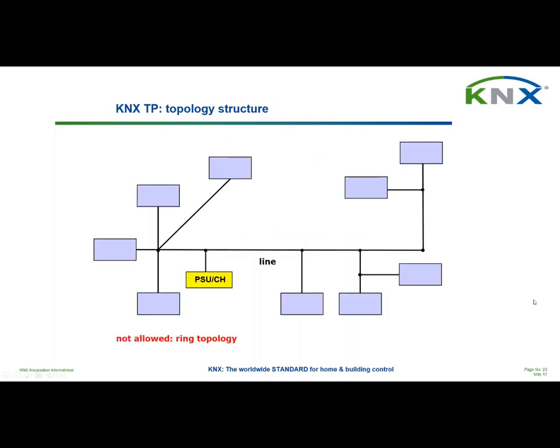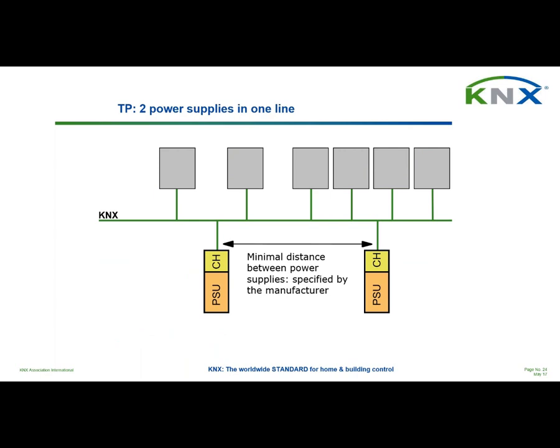Topology structure. So this is actually anything is allowed. So star, tree, so everything except for ring, that is not allowed. You cannot close it, so to say. For the rest, everything is possible with twisted pair.